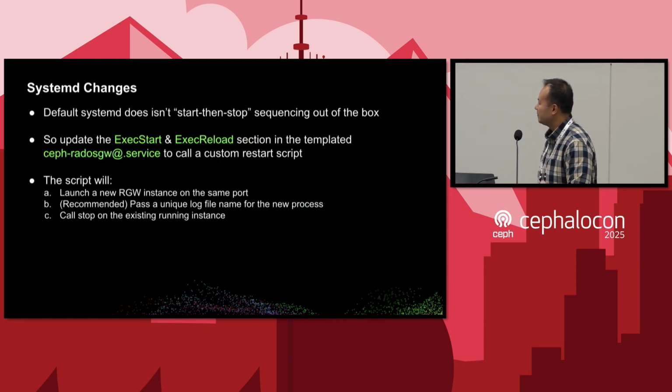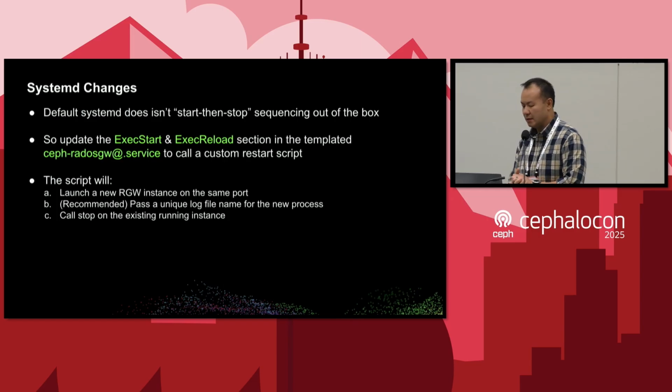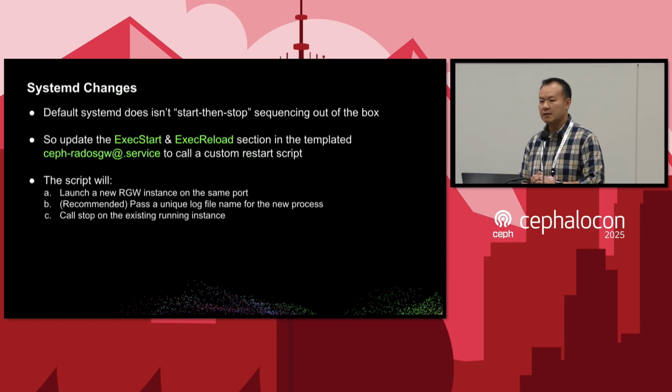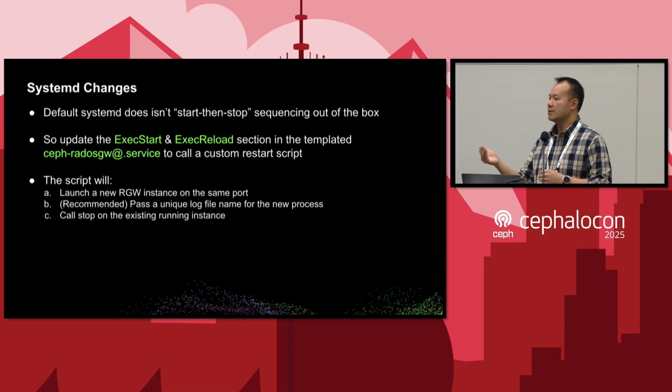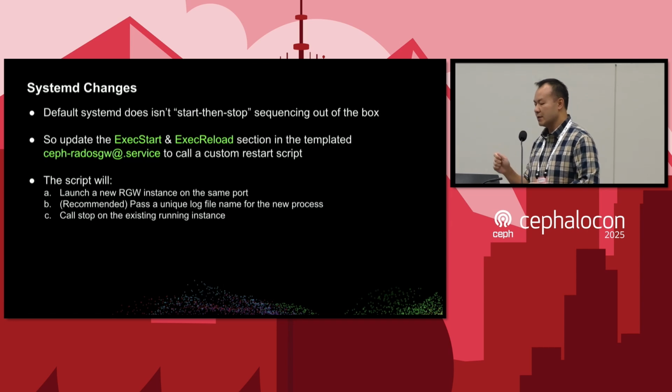Systemd changes. Now, the nuance here is that the default systemd setting doesn't follow the start-then-stop order. So remember earlier when I described it in theory, in order to minimize the impact to your client, you have to start up the new instance first, tell the old instance not to accept any new requests, then gracefully shut down that one. So the default systemd doesn't follow that sequence. So there's a little bit of change here, right?